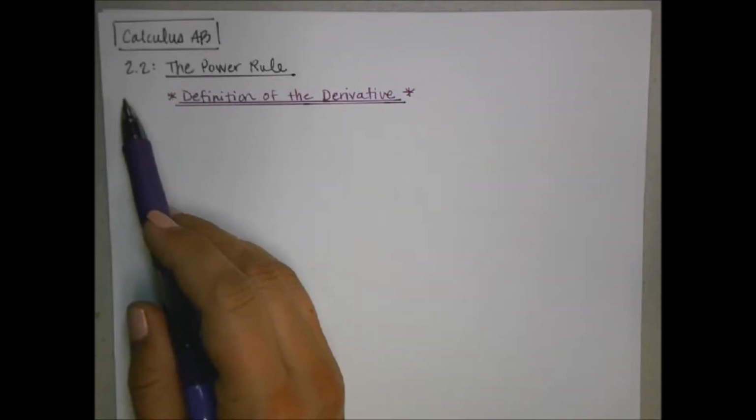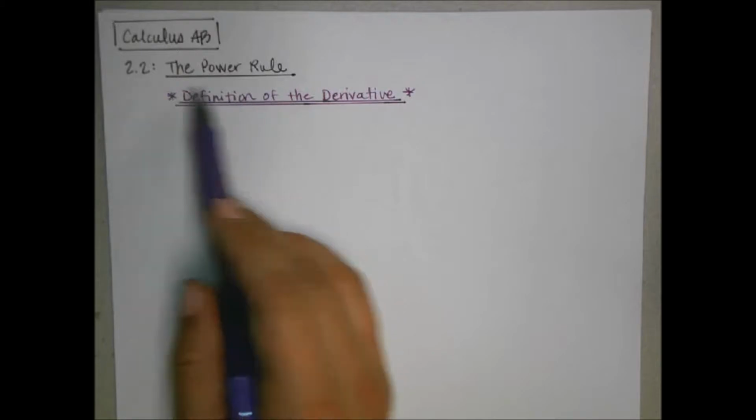In Objective 2, we're going to start some of our shortcuts. The first one is the power rule.